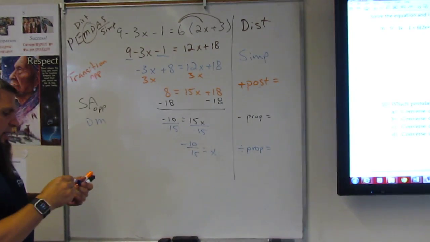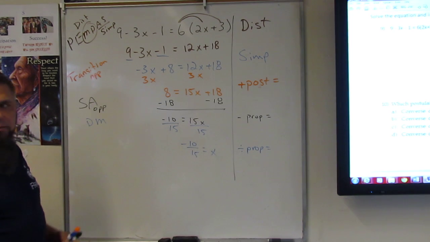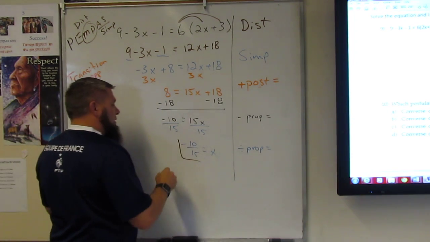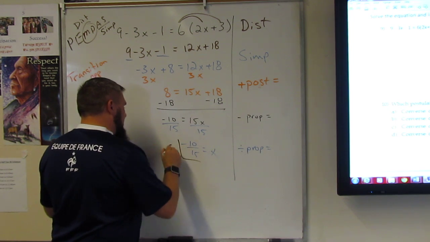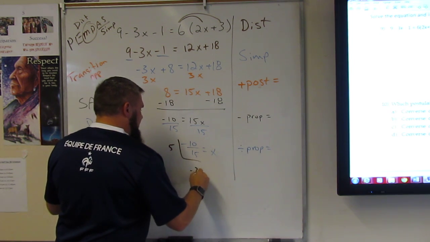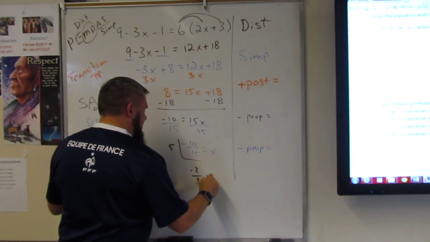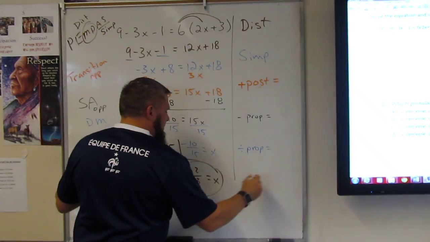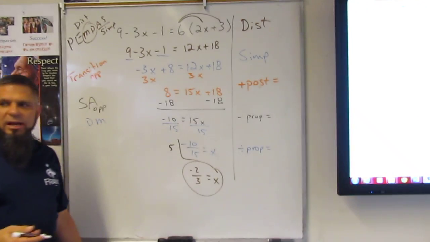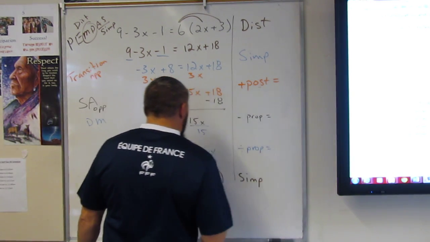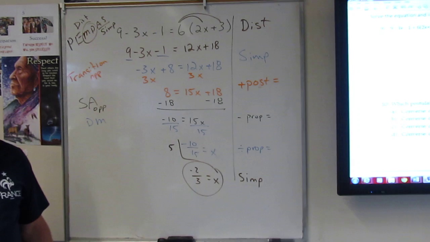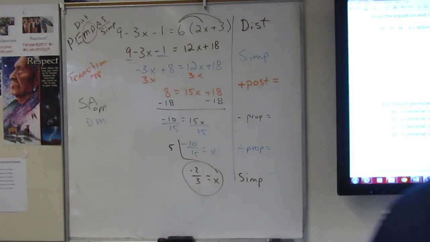Okay. Now I can reduce this. 2 goes into, nope, 2 doesn't go into both of them. 5 goes into both of them. Negative 2 times and 3 times. And so reducing is the same as simplification. Okay, and then that's how you would do problem number 9. Just one step at a time.